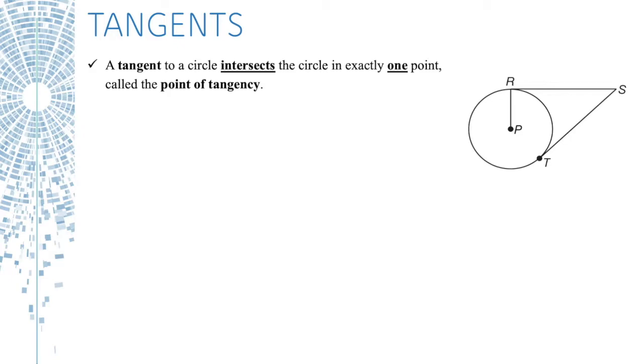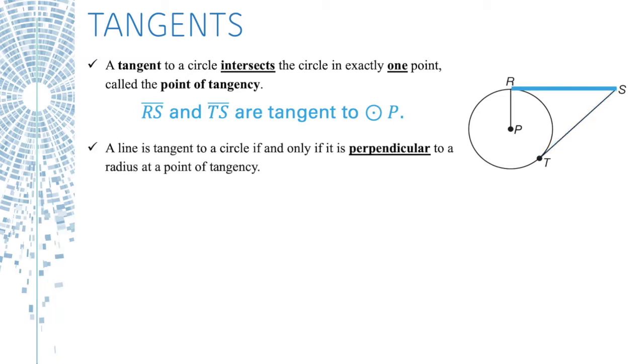A tangent to a circle intersects the circle in exactly one point called, not surprisingly, the point of tangency. So RS and TS are both tangent to circle P. Now a line is tangent to a circle if and only if it's perpendicular to a radius at a point of tangency. So if RP is a radius and RS is a tangent, we know that those lines are perpendicular.